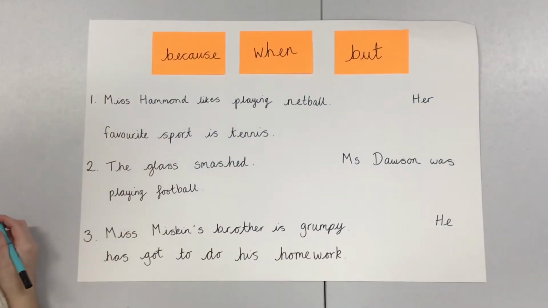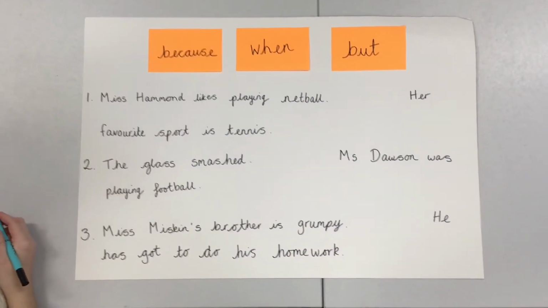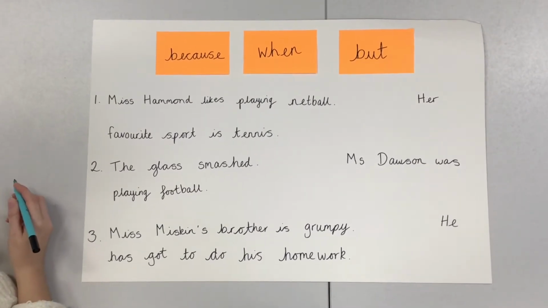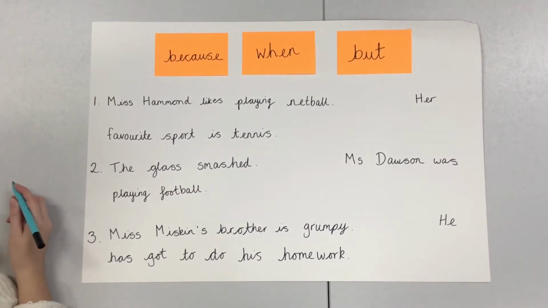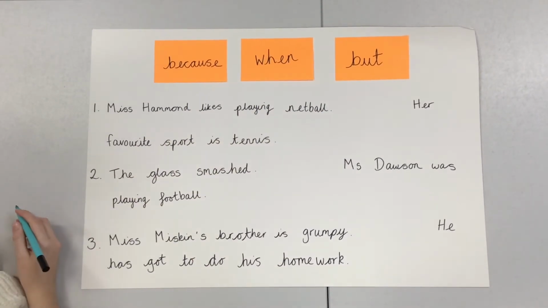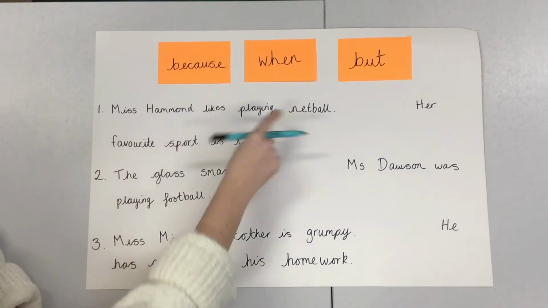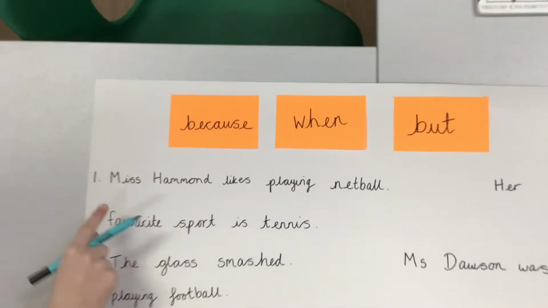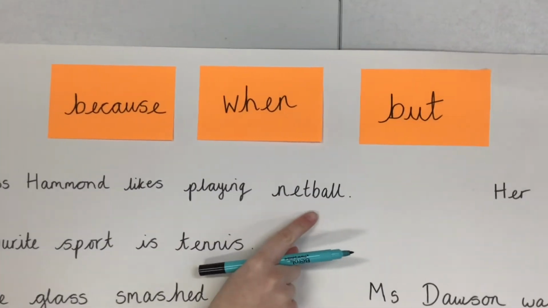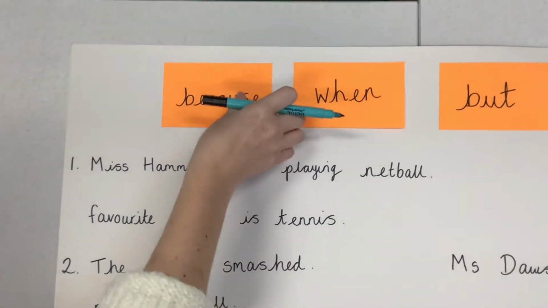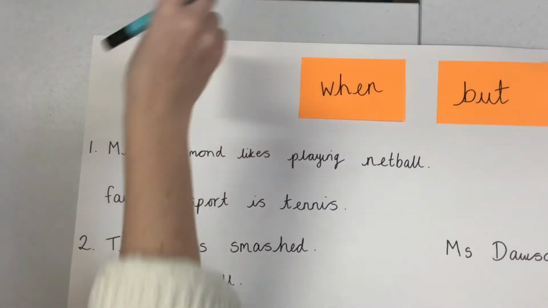Okay, Year 4s, next up we are looking at conjunctions. Conjunctions are words that join two sentences together. So we've got because, when, and but, and we're going to see which one best fits our sentences. Our first sentence, number 1: Miss Hammond likes playing football. Her favourite sport is tennis. Let's, netball, oh sorry, netball. What did I say?